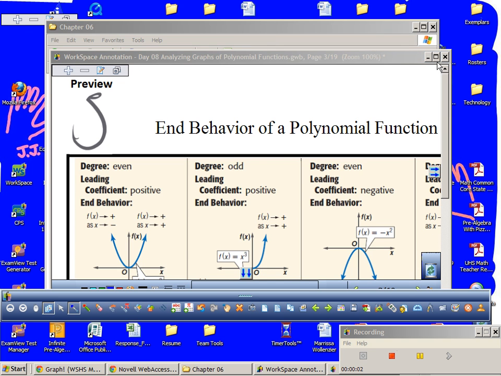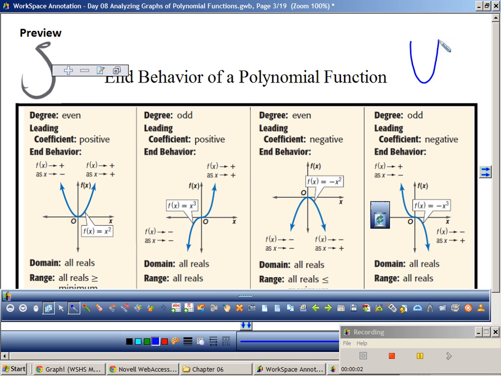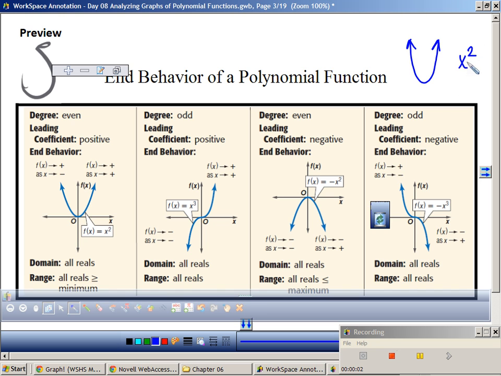All right, so a quadratic is an even function. The end behavior of this graph is both going in the same direction, right? So an even function has the same end behavior. An odd function goes opposite ways. Odd, opposite. Make sense?